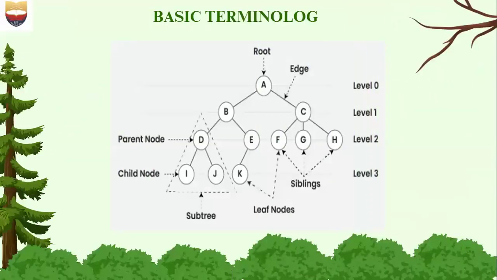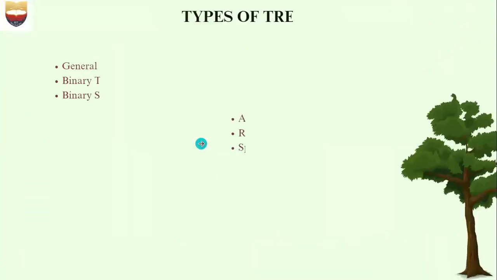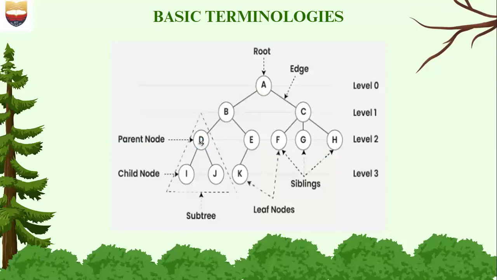That's all about basic terminologies of tree ADT. Next coming diagram shows each and every term that we have seen earlier. In this tree structure, the root of the tree is capital A and the pair of nodes are directly connected with the help of edge. This is what an edge. And D node is the parent node, right? And I and J are children nodes.